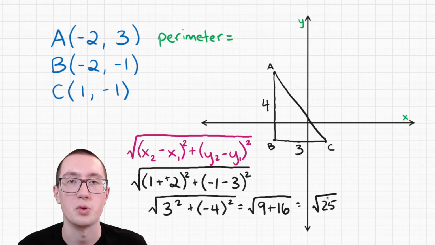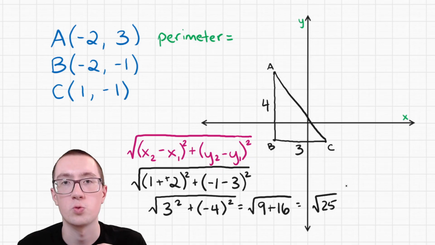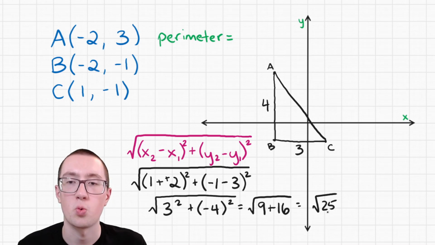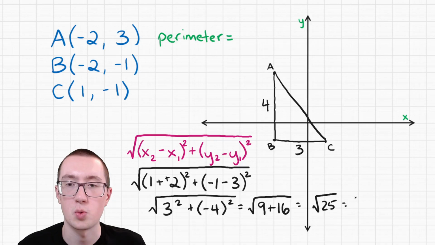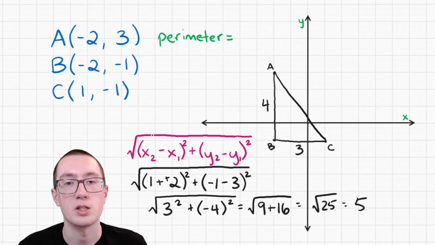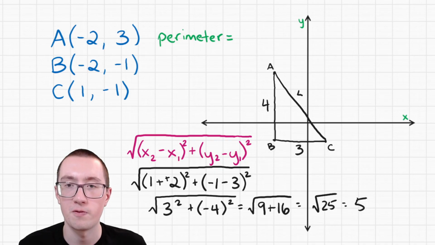And now we have the square root of 25. A square root is just whatever number you have to multiply twice to get the number inside. So in this case, to get 25, we have to multiply 5 times 5. So the square root of 25 is 5. And by using this formula, we've now figured out that the length of this diagonal side is 5 boxes.